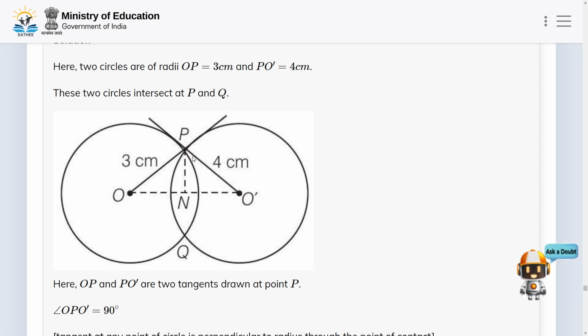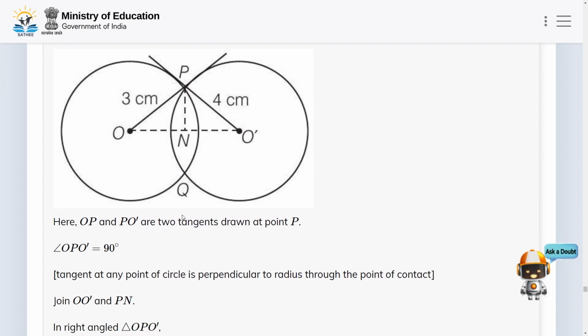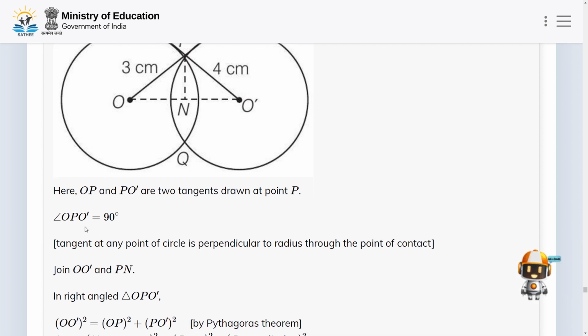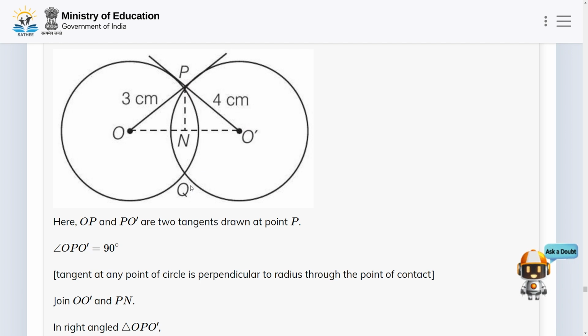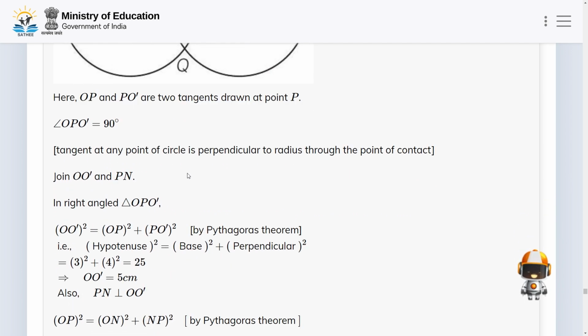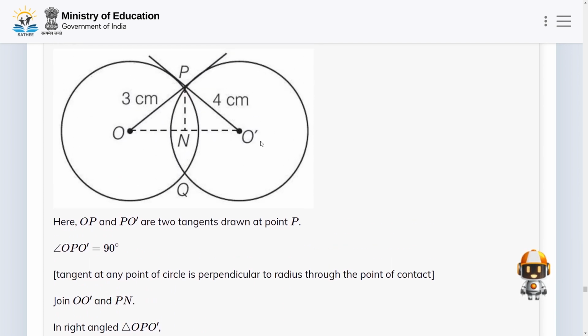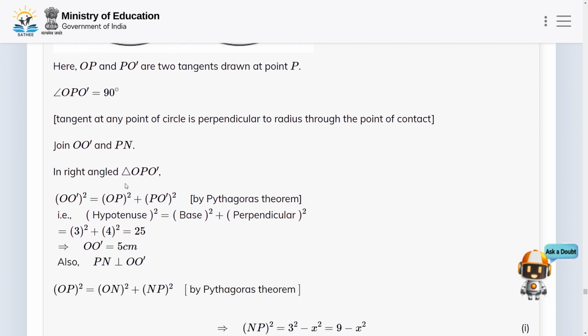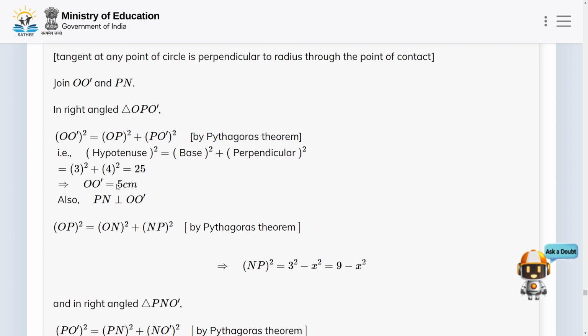These two circles intersect at points P and Q, and OP and PO dash are two tangents drawn at point P, and here angle OPO dash is equal to 90 degrees, since a tangent at any point of a circle is perpendicular to the radius through the point of contact. Now join OO dash and PN. Then in right angle triangle OPO dash, OO dash square is equal to OP square plus PO dash square by Pythagoras theorem. So it implies OO dash is equal to 5 centimeters.